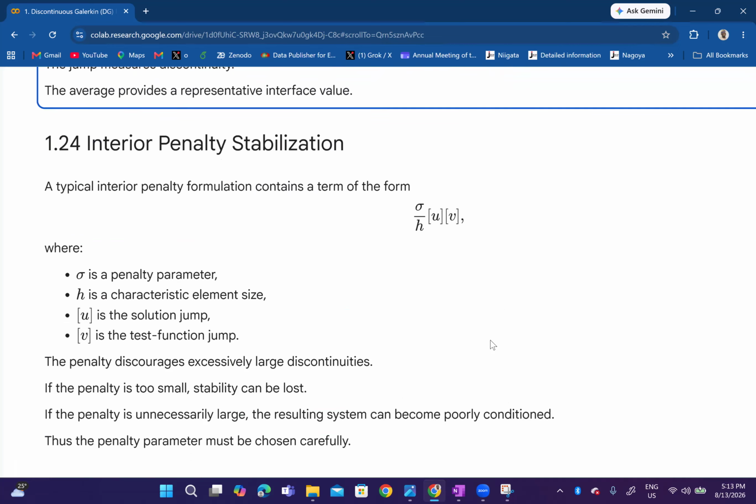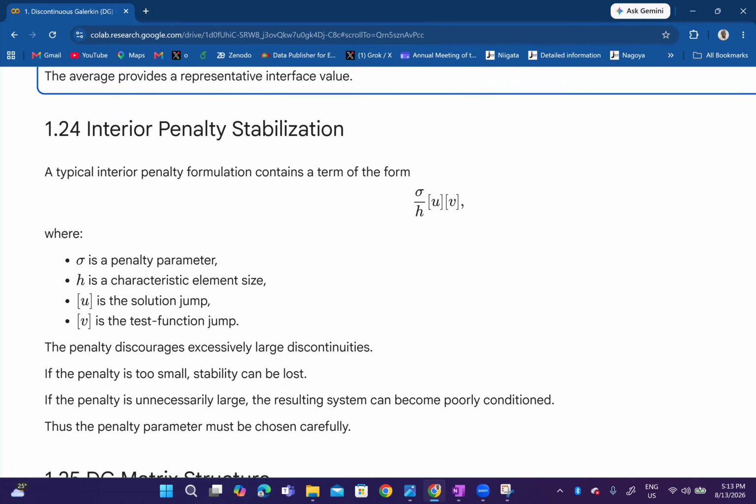Then we have interior penalty stabilization. A typical interior penalty formulation contains a term of the form sigma over h, times the jump of u and the jump of v, where sigma is the penalty parameter, h is the characteristic element size, the first jump is the solution jump, and the second is the test function jump. The penalty discourages excessively large discontinuities, while if the penalty is too small, stability can be lost, and if the penalty is unnecessarily large, the resulting system can become poorly conditioned. Thus, the penalty parameter must be chosen carefully.